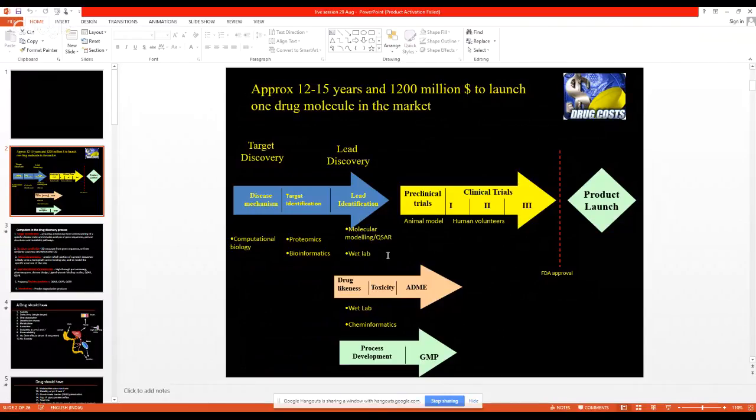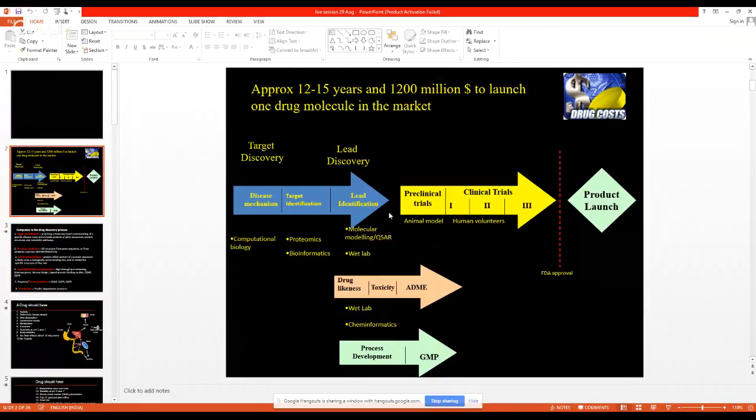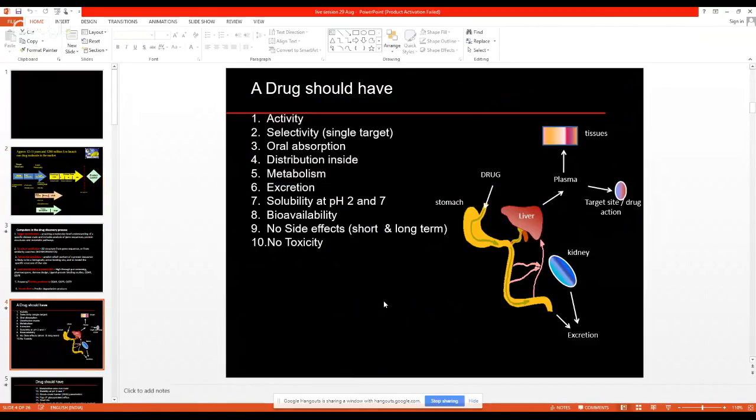So if some of the properties are not good, we don't proceed with those molecules. We pick up some other molecule, or we try to modify the structure and see whether the property improves, and whether the activity improves based on structure activity relationship. Then we pick up and go into the wet lab validation. So there are a lot of applications where computers can help in the drug discovery process, so that you don't come across a lot of surprises as you go down in preclinical and clinical trials. Okay, so a drug is not only activity.